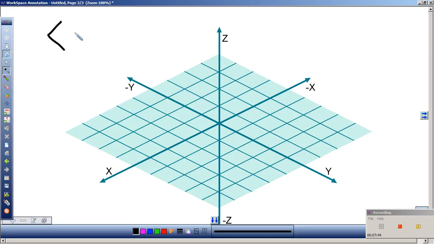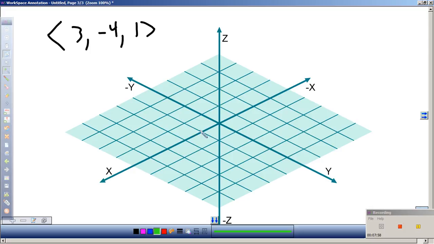So let's see. 3, -4, 1. Again, we use the chevrons to indicate we're talking about vectors. Now we're talking 3-dimensional vectors. So let's see. 3 in the x, 1, 2, 3. -4, 1, 2, 3, 4, and 1. So our vector is going to go straight from here to here. But then we have to make sure it looks like it's 3-dimensional. Does not look 3-dimensional.